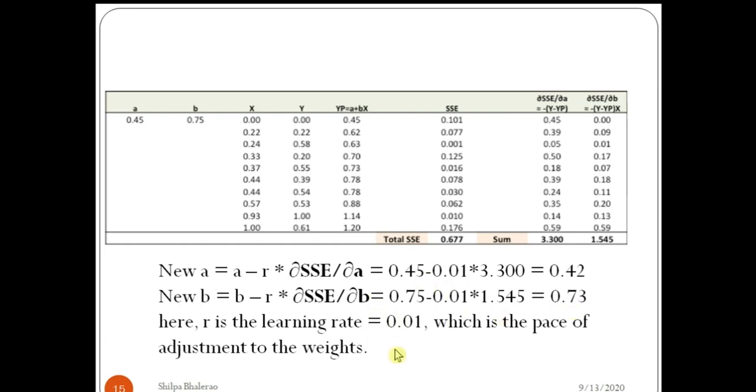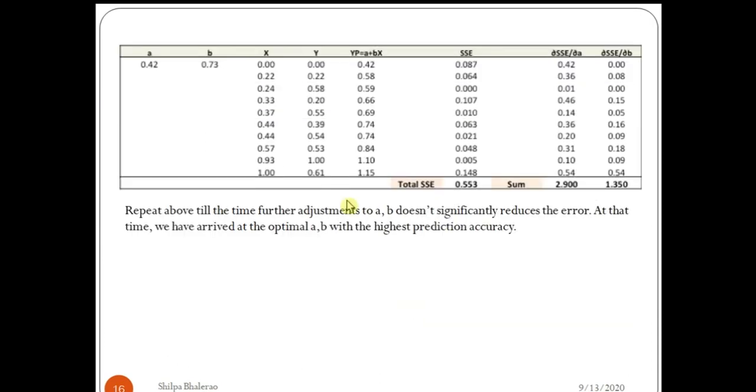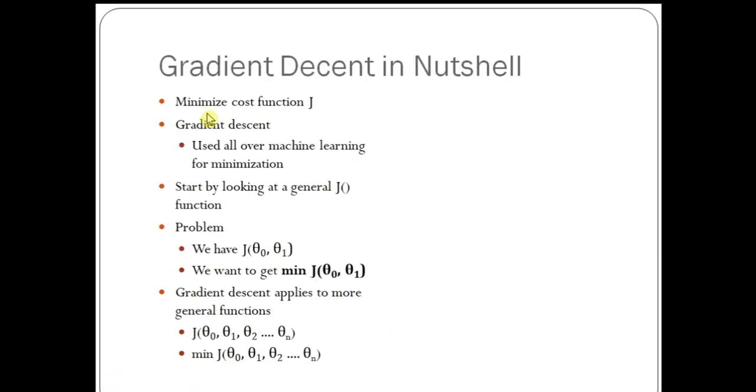Clear? So this is using the learning rate, that is 0.01. Okay, clear to all of you? Now we compute another value. For this new value, we calculate again the values of A and B. And this process is repeated till A and B are equal to the previous values of A and B, or the error starts increasing. So we arrive at the optimal level, and this is the highest accuracy we get.